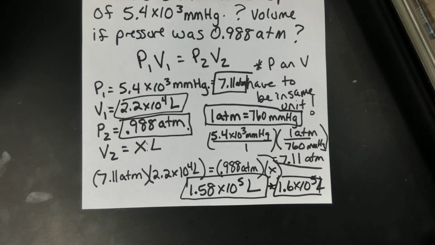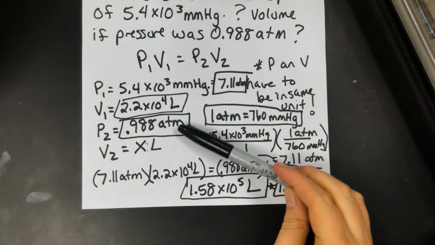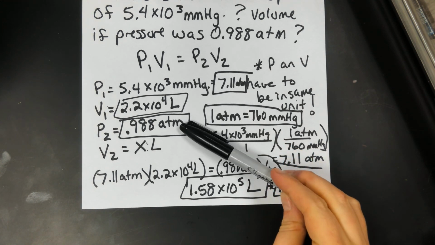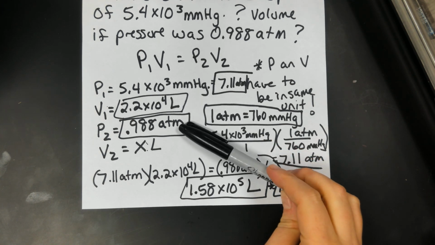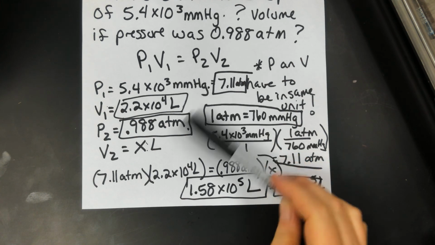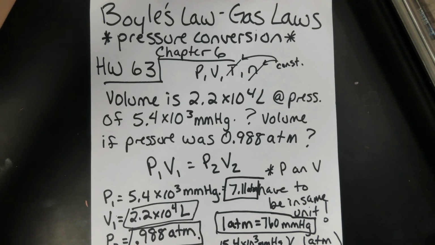If you have to do a unit conversion, you will know, because these will not match up and you cannot plug them into this equation until they agree with each other. If they were both in millimeters of Hg, that's fine. If they're both in atmospheres, that's fine. As long as they're the same unit of pressure, that's all you need. I do hope that this helped. I know that this problem was a little bit tricky.